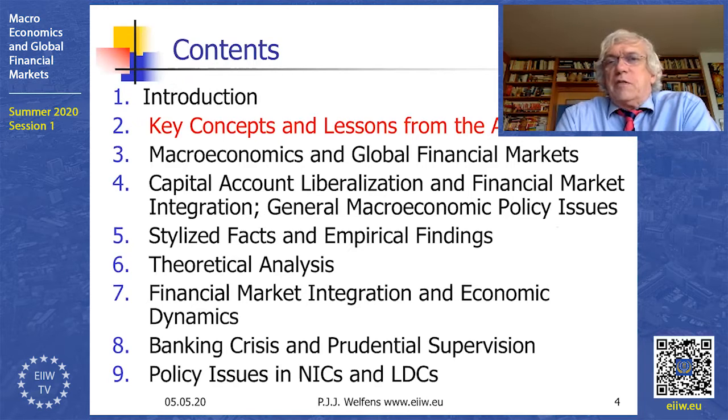Basically, we will start with an introduction. We will look at some key concepts and, of course, lessons from the Asian crisis. That's a very interesting crisis, one may say. And then the link about macroeconomic global financial markets. It's an interesting question if you want to liberalize the capital account, as China, for instance, has plans to do. What would you have to really consider within such a capital account liberalization policy, and which special aspects one has to take into account if there's also financial market integration, and we have some general macro policy issues. We also deal with, of course, stylized facts and important empirical findings.